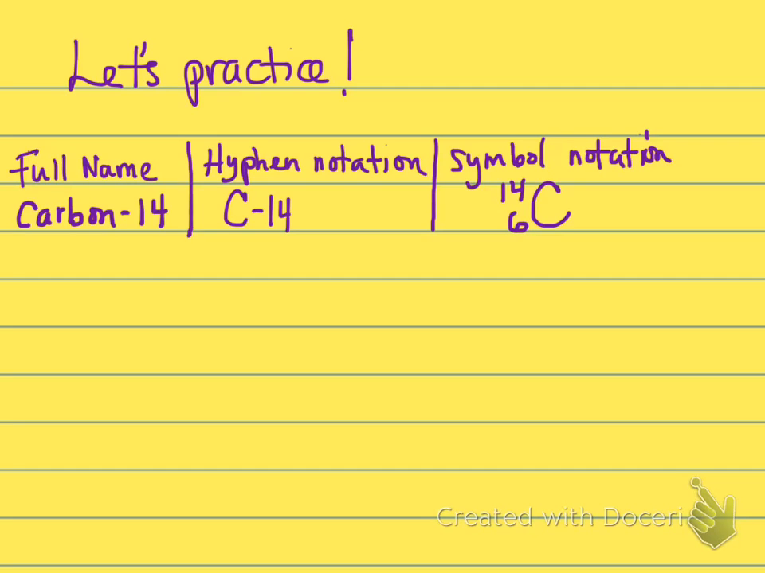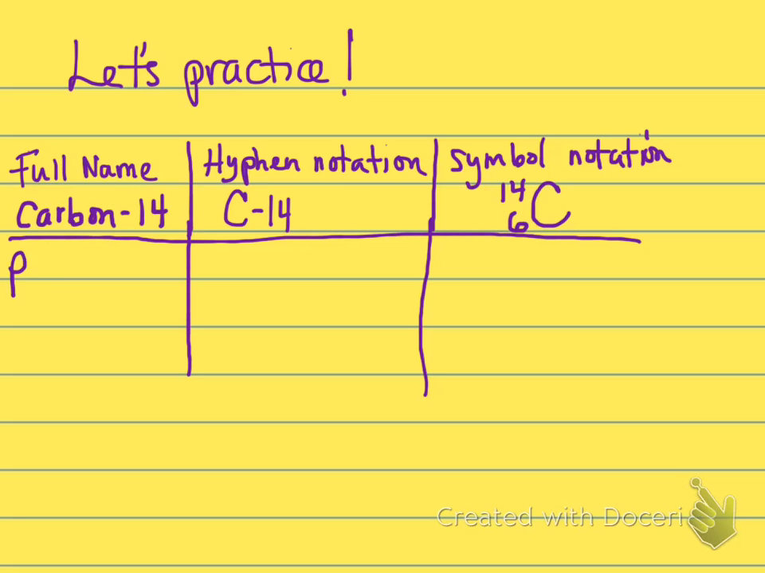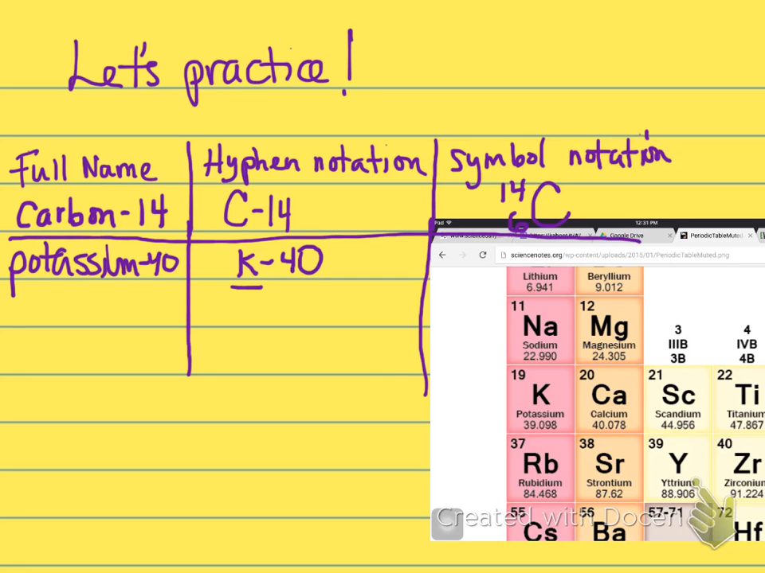So, let's practice some of these. You will want a periodic table for this, and you'll want to make liberal use of the pause button. So, let's start off with potassium 40. Write the hyphen notation and the symbol notation. Now's a good time to hit pause. So, from your periodic table, you found that the symbol for potassium is K, and you know that because we're talking about potassium 40, the mass of an atom of potassium 40 is 40 AMUs.